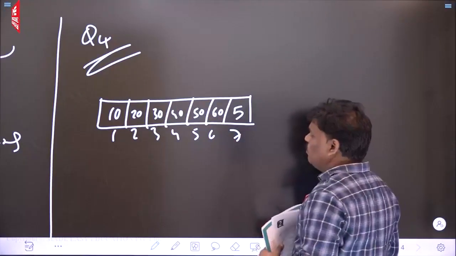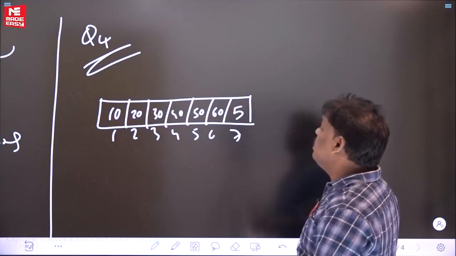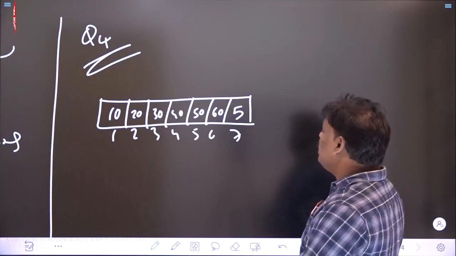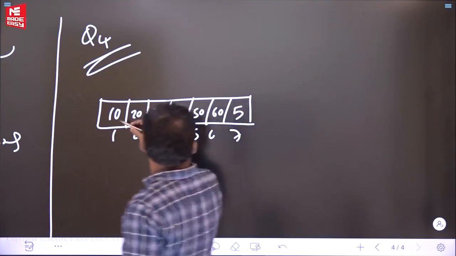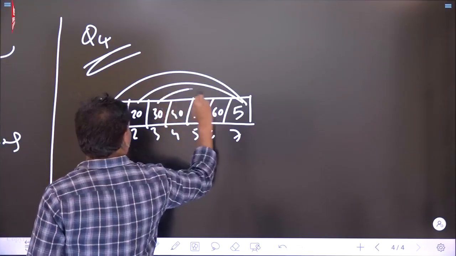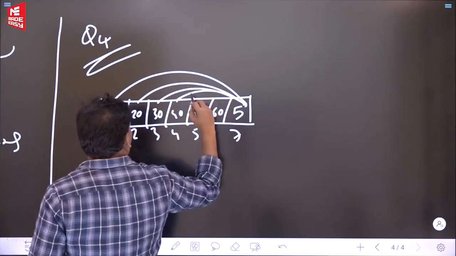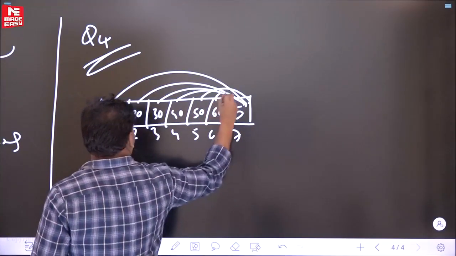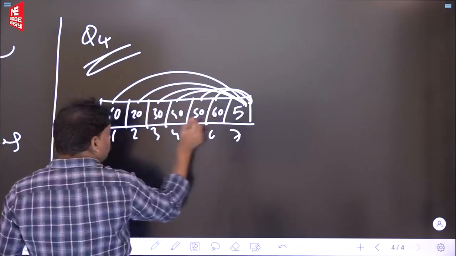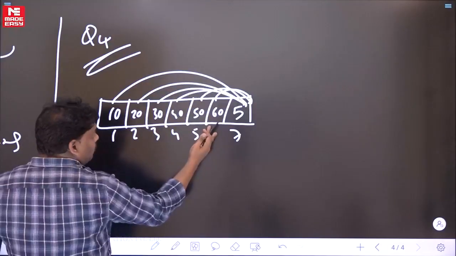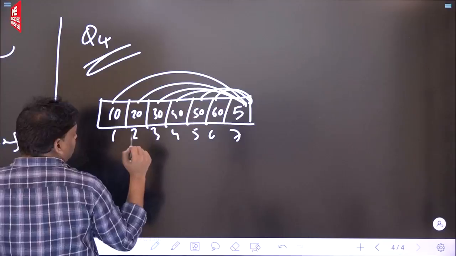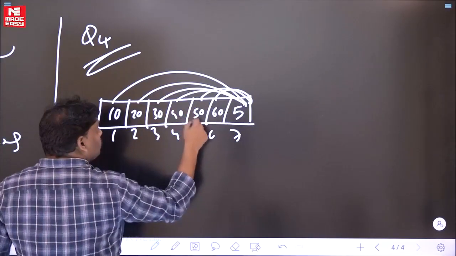Now one small question. This array contains 7 elements. How many inversions are there? What is the answer? For the first element, this is an inversion. For the second element, it is an inversion. For the third, fourth, fifth, and sixth elements, it is an inversion. Listen, everyone, the seventh element is an inversion to everyone. This array contains 7 elements, but the number of inversions is 6.